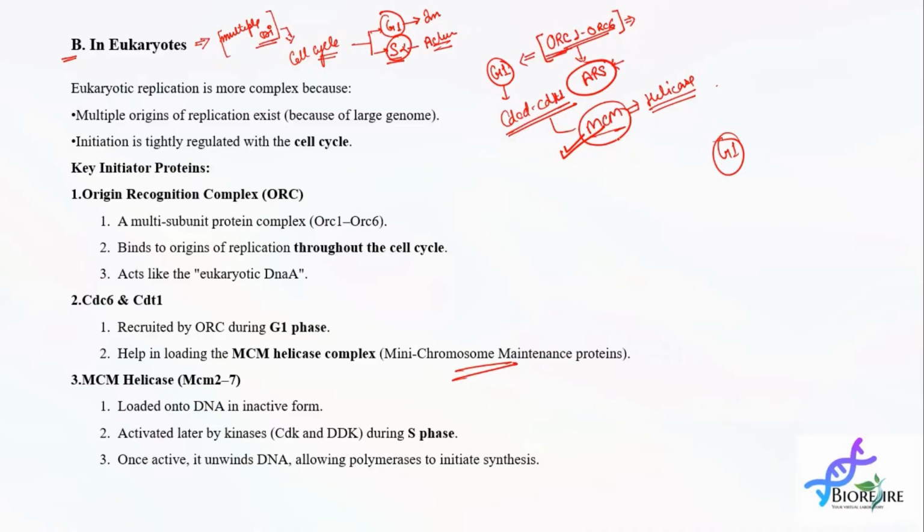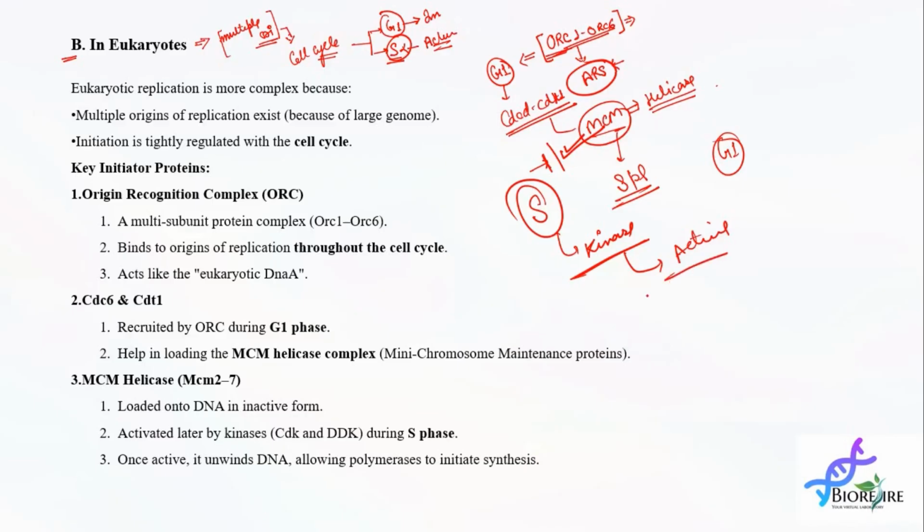Whenever the cell goes to the S phase, kinases, CDK and DDK, will bind. In G1 phase, this complex is in an inactive form. But in S phase, some kinase proteins will bind and convert it into the active form. And in S phase, the initiation process will start.